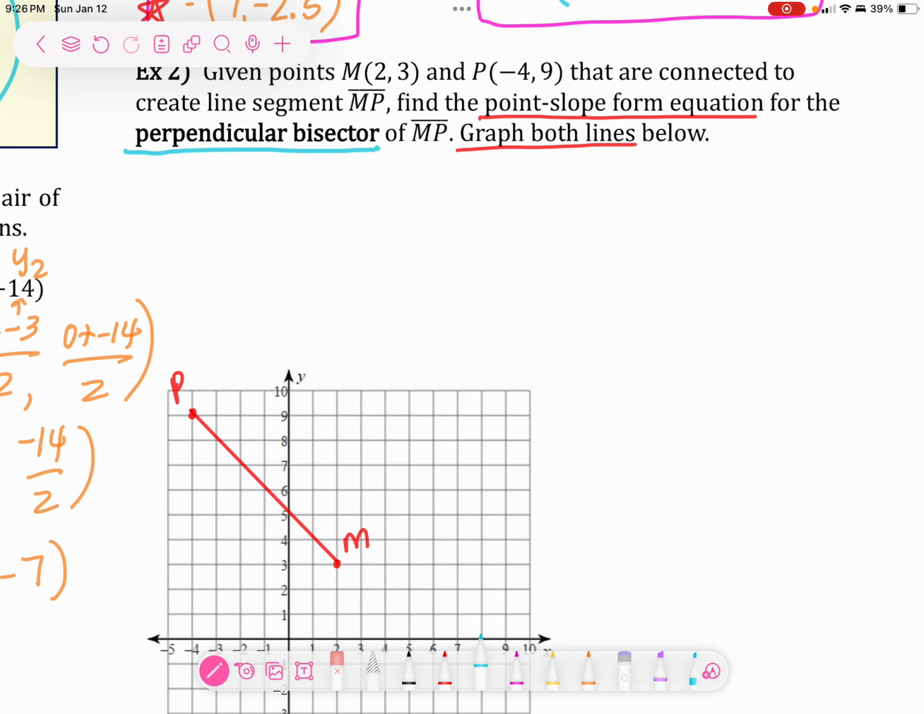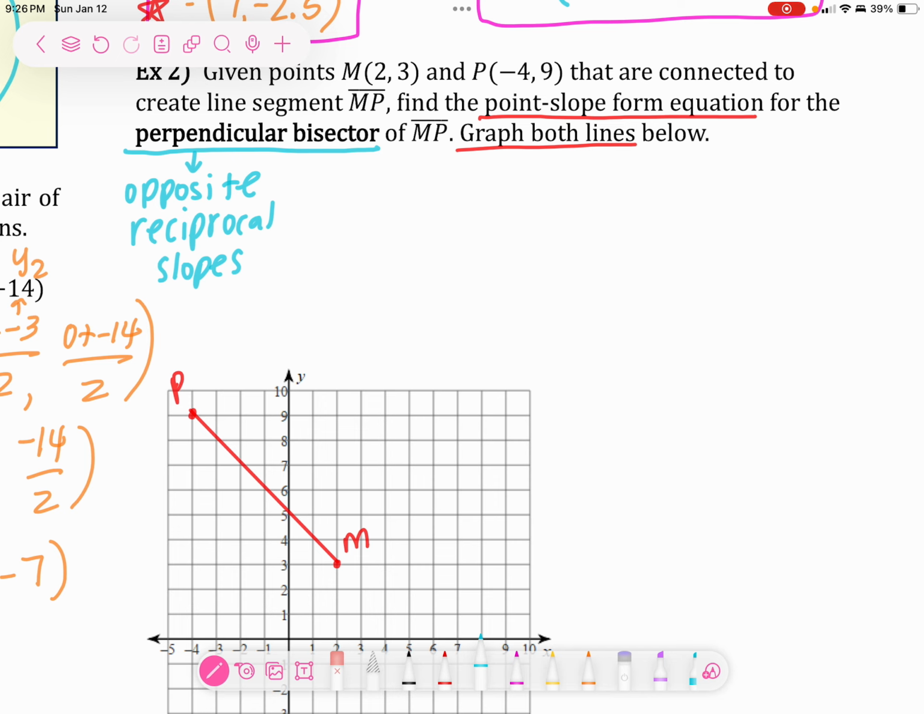So two things have to be true. First of all, it has to be perpendicular. Perpendicular means that we have opposite reciprocal slopes, right? So we're going to have to figure out the slope of the original line, and then we can find the opposite reciprocal slope so that we can make it perpendicular. Okay, we know how to do that.